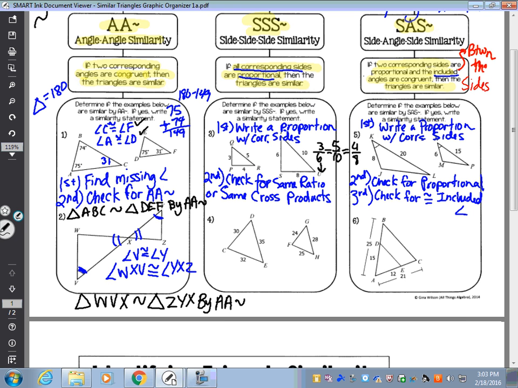What is 3 over 6 reduced to? 1/2. Okay, what is 5 over 10 reduced to? Yep, 1/2. And 4 over 8? 1/2. Okay, so now that they're all the same, I have proved that they are proportional. They have to be all the same ratio for me to do side, side, side. I got 3 sides that have the same. All right, so now I can say triangle QPR is similar to triangle TSU by side, side, side similarity.